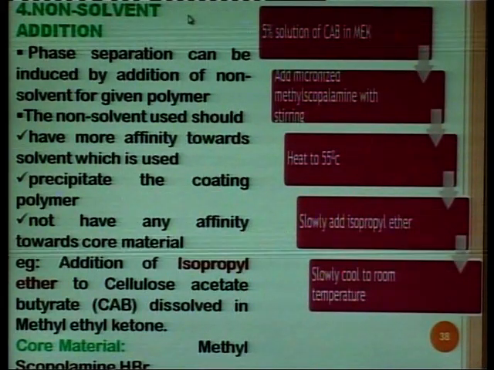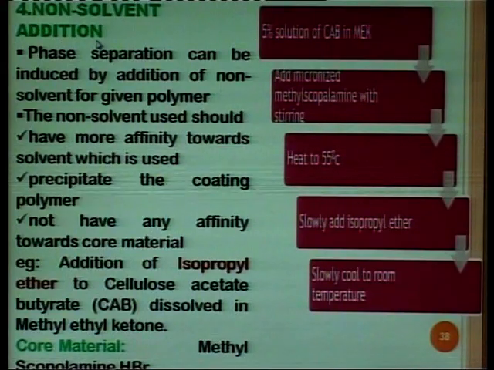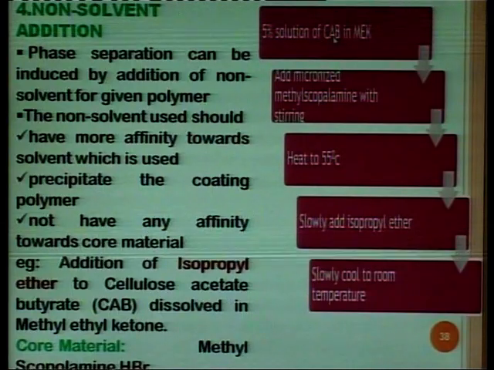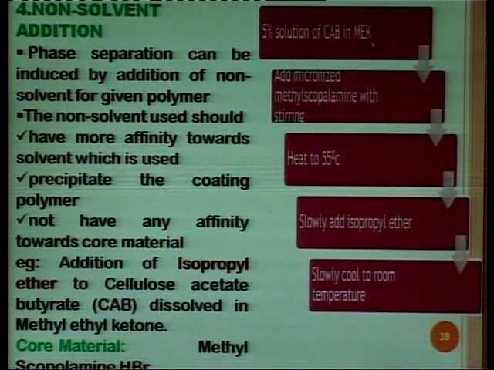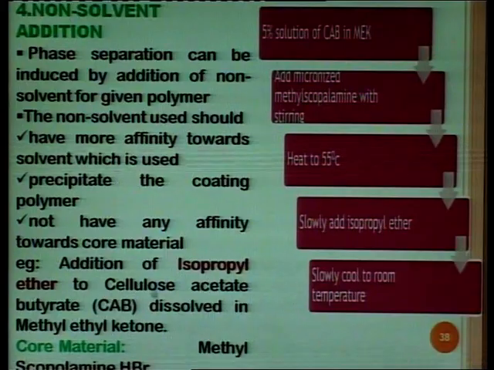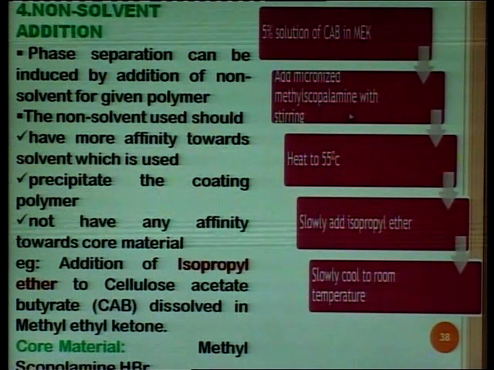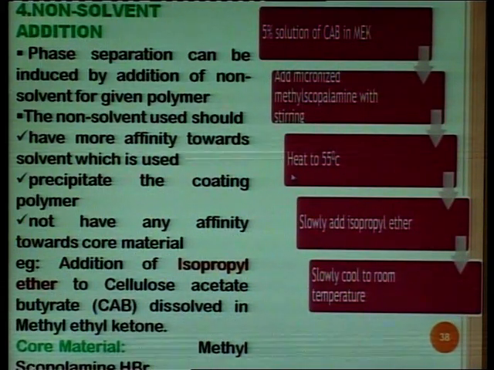The next method under this technique is the non-solvent addition method. In this method, first of all prepare a 5% solution of CAB in MEK. CAB is cellulose acetate butyrate and MEK is methyl ethyl ketone. Then add the micronized methyl scopolamine with stirring, then heat to 55 degrees Celsius, slowly add isopropyl ether, then slowly cool to room temperature.